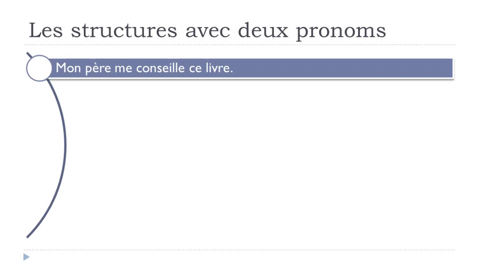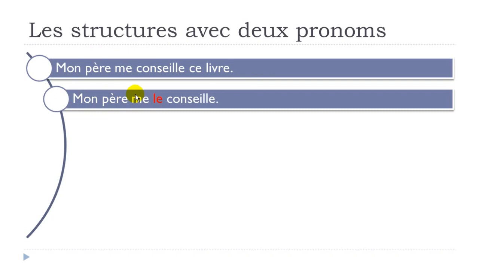So, mon père me conseille ce livre. Mon père, my father, conseille, to advise or to recommend, in that case, ce livre, this book. So, we want to replace ce livre. We will put le. Okay, and as we saw for the rule, so mon père, first me, then le, and after that, the verb. Mon père me le conseille. Okay, that's it. Quite simple, remember, me first, then le, and then the verb.